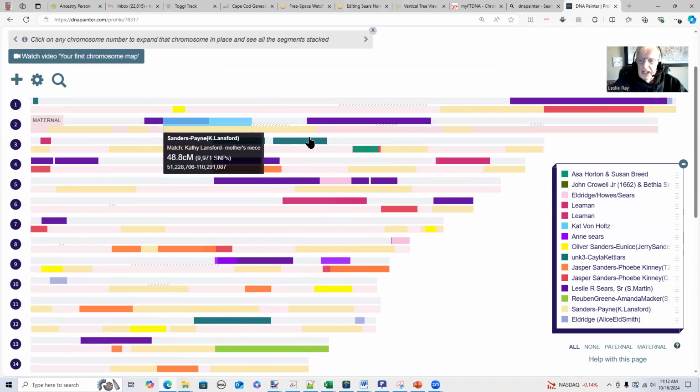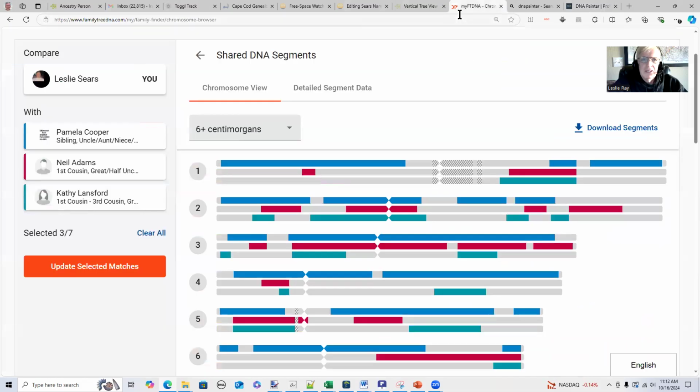So I hope that gives you a little idea. You can either go to DNAPainter.com or if you used FTDNA, you can go to FamilyTreeDNA.com and point at some of your different matches and see where your DNA overlaps. Where did those different segments come from? There you go. Have a nice day.